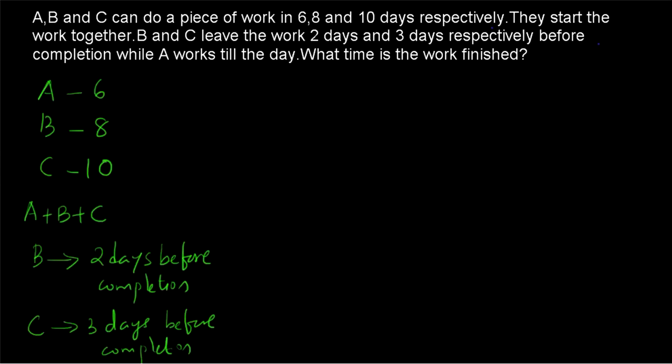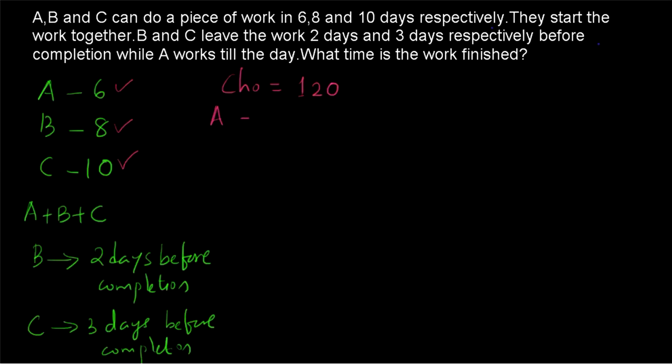So that's the question. Let's use the chocolate approach. A is taking 6 days, B is taking 8 days and C is taking 10 days. So we have to take the LCM of 6, 8 and 10 as the total number of chocolates. We are assuming that the work to be finished is the number of chocolates to be consumed, in order to have a better understanding. So the number of chocolates will be equal to the LCM of 6, 8 and 10, which is equal to 120.